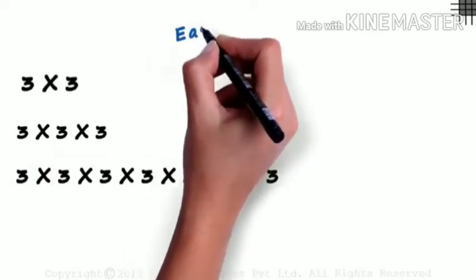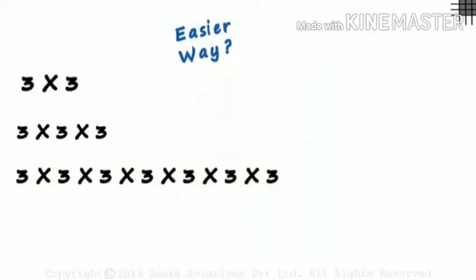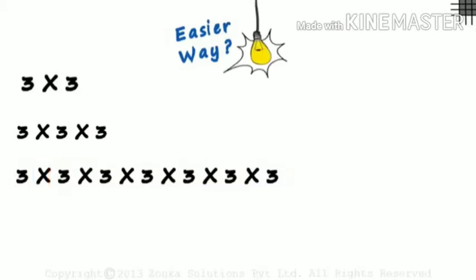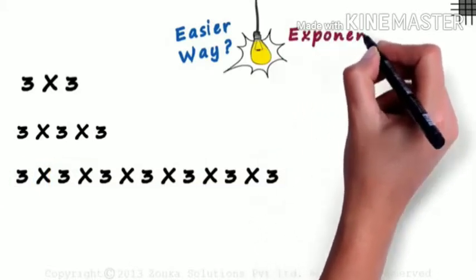So that brings us to the question: is there an easier way to denote these kinds of operations? What kind of operations am I talking about here? The ones in which a number is multiplied by itself many times. The answer to that question is yes, we do. Which brings us to the topic of exponents.